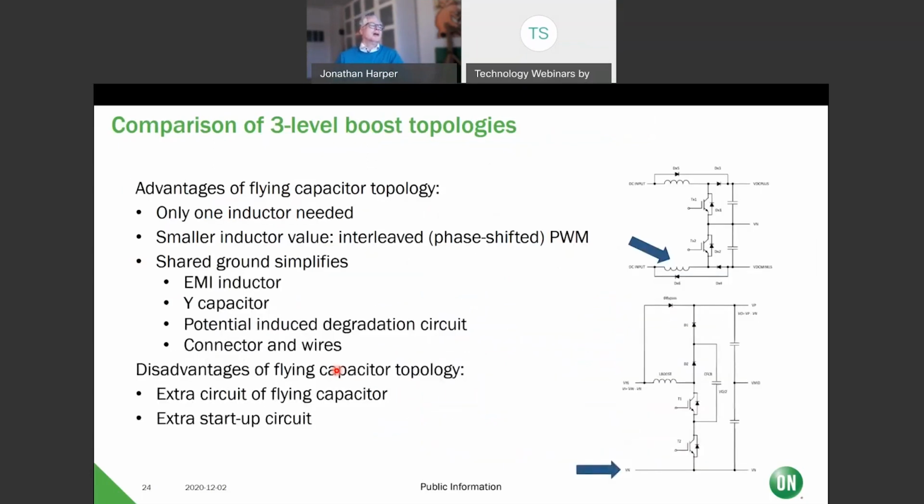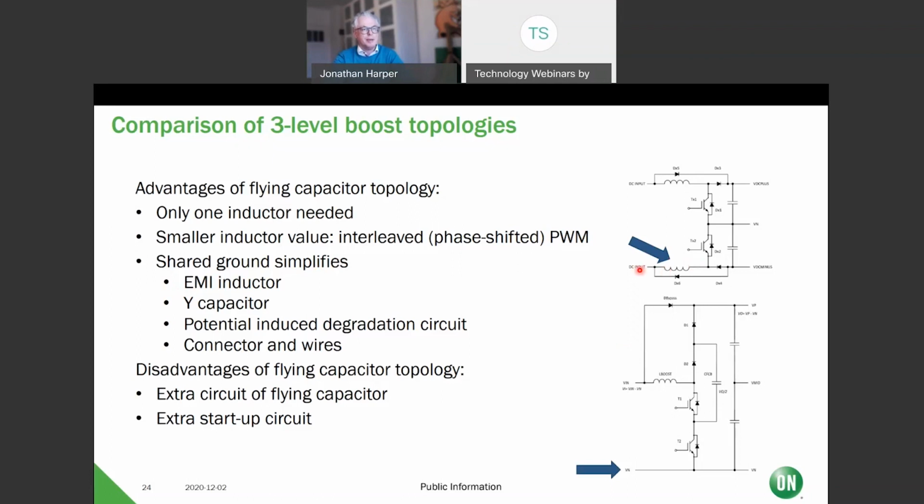What's so good about this is that only one inductor is needed, and it switches at twice the frequency. Whereas here, you'd split the inductor into two pieces. So you have two smaller inductors, but here you will have one inductor, but twice the switching frequency, and that works out better. There's a shared ground. I'll show you that on the next slide.